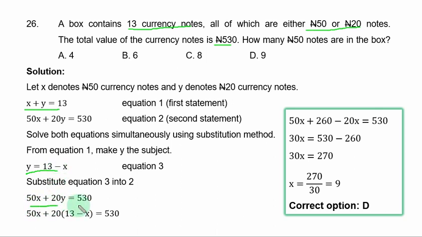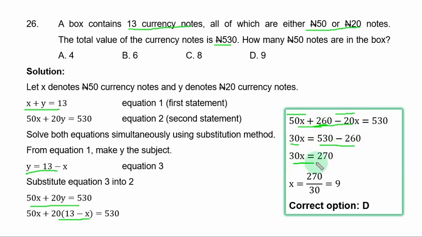This is equation 2. Anywhere you see Y, replace it with 13 minus S in this form. So if you open the bracket, you have this result. You add like terms and collect like terms. So 50S minus 20S is 30S. You transfer this term to the right hand side, you have this result.